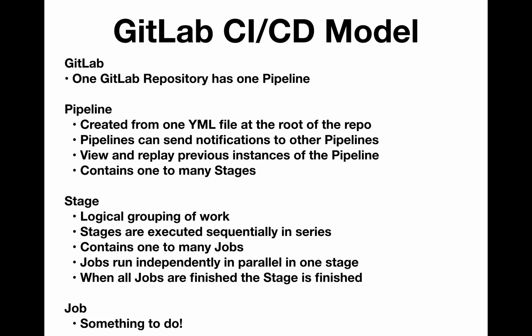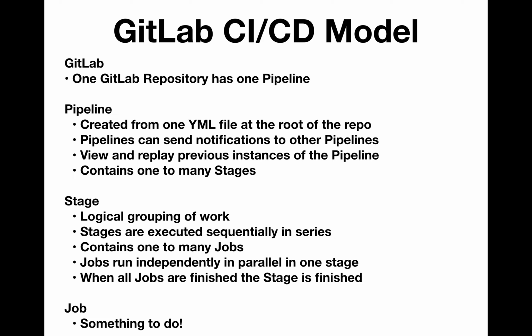A pipeline is created from one YAML file that's located at the root of your repository. Pipelines can send notifications to other pipelines in GitLab. You can also view and replay previous instances of the pipeline, which I'll show later on. A pipeline contains one-to-many stages, and a stage in a pipeline is a logical grouping of work.